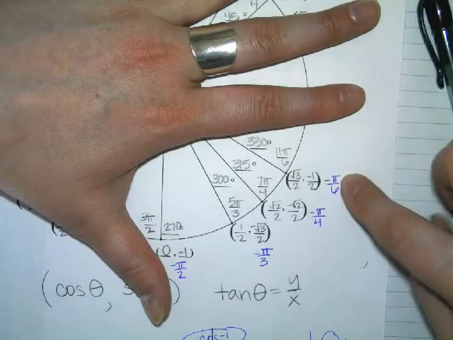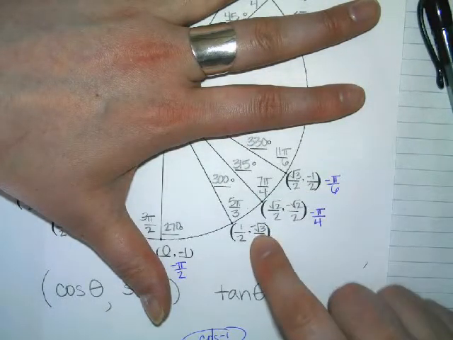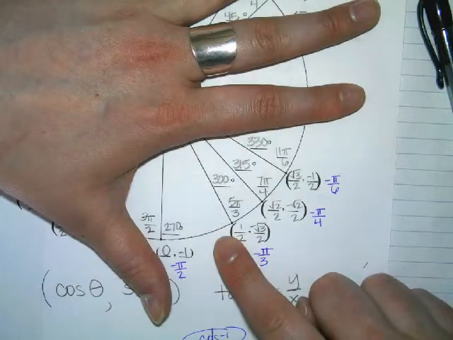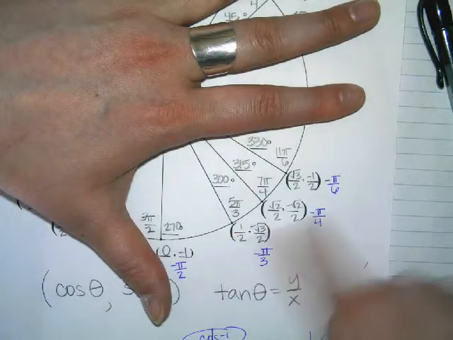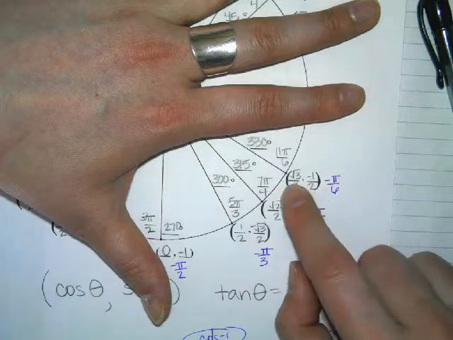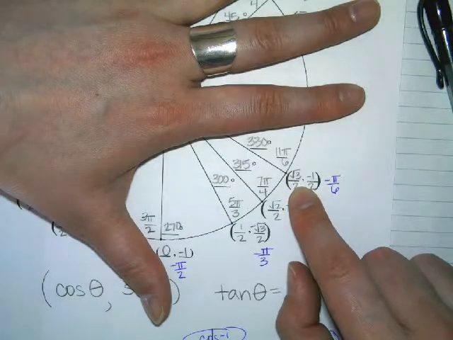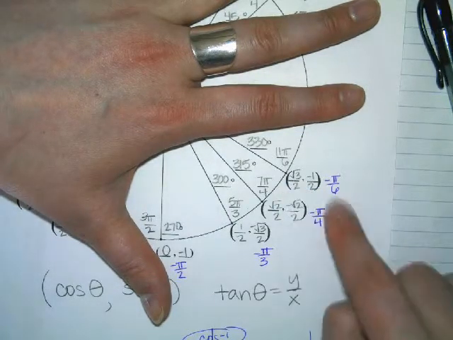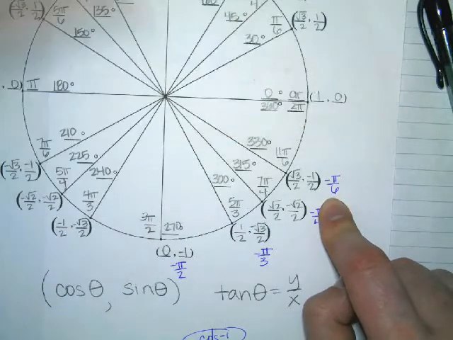It'd have to be this one, right? Because this one, if you did y divided by x, it would just be negative root 3 over 1. So this one would be negative 1 over root 3, and it would have to get fixed. Does that make sense? Okay, so the answer for that is negative pi 6.